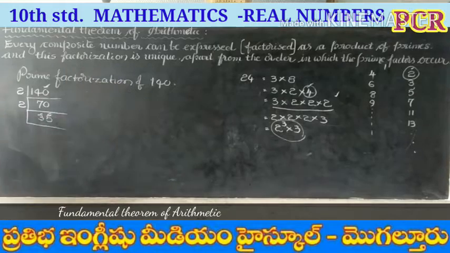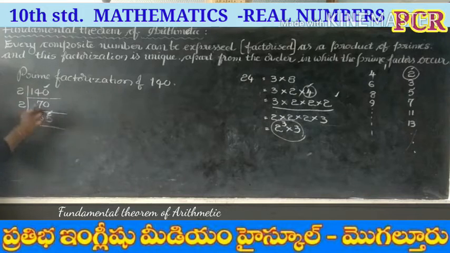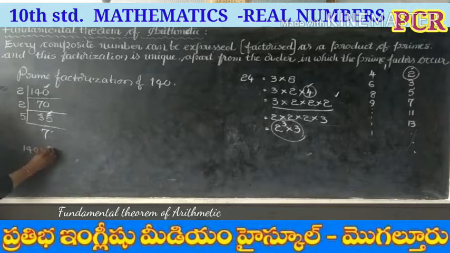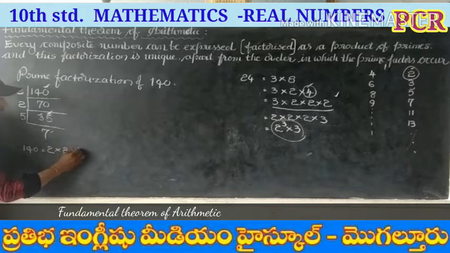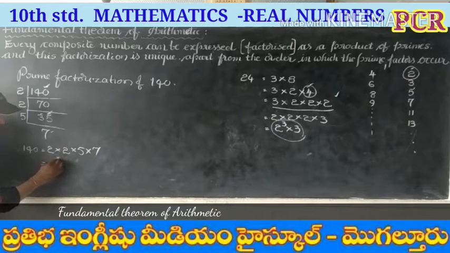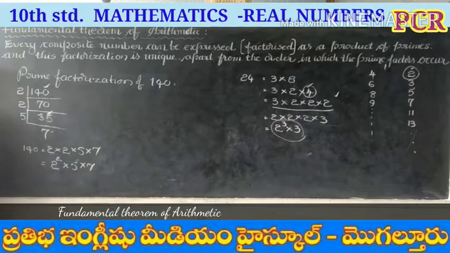And the next prime number is 5. Is the number divisible by 5? Yes, this number is divisible by 5 because it has 5 in its units place. How many times? 7 times. 7 times 5 gives 35. So this 7 is again a prime number, so we can't write this 7 as a product of any numbers. That's why 140 is equal to 2 into 2 into 5 into 7. 2 into 2 we can write as 2 square, into 5 into 7. So this is the prime factorization of 140.